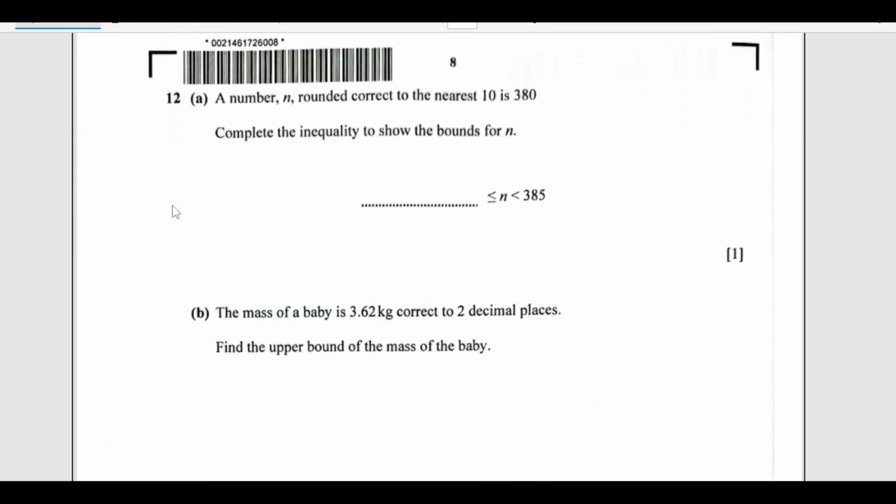Now next one. A number n is rounded correct to the nearest 10 and is 380. Complete the inequality for the bound. Upper bound we are given. For the lower bound, this is nearest 10, so divide by 2, that is 5. So this is minus 5. 380 minus 5 is 375, right?